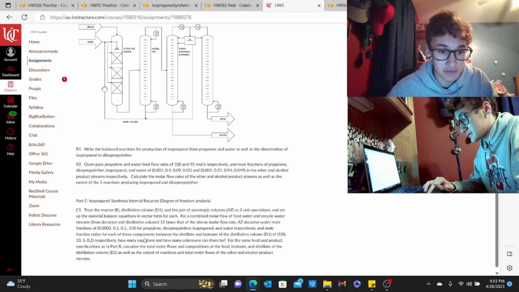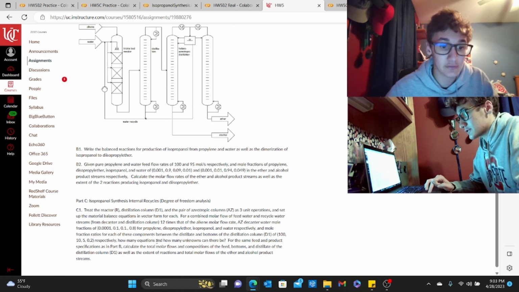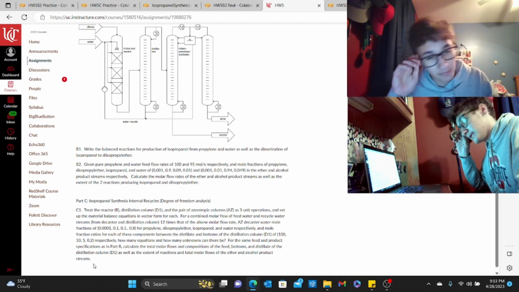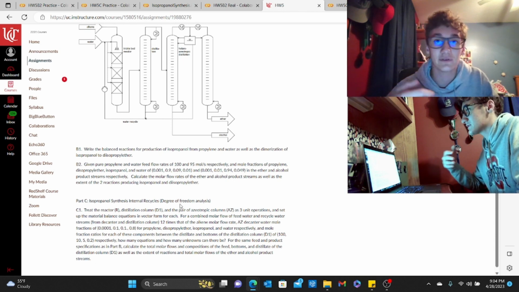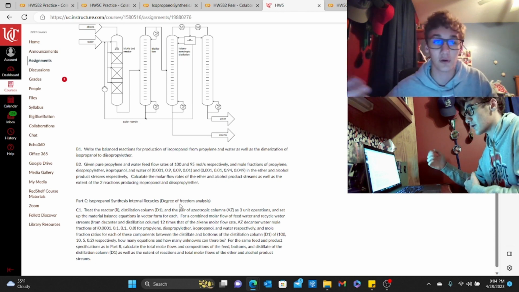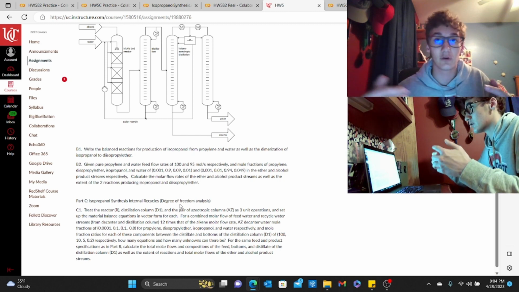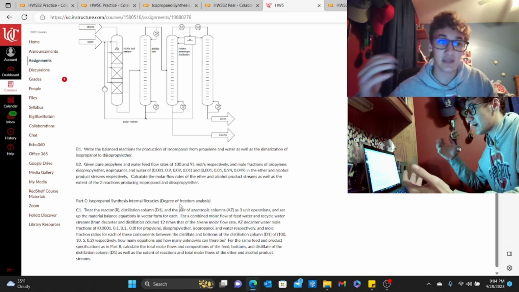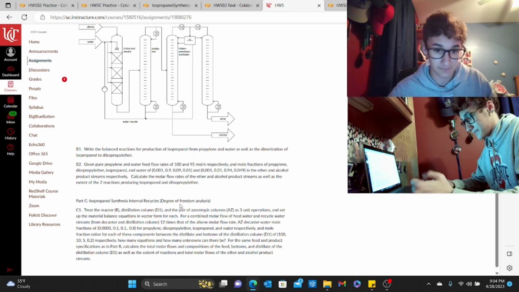And how many equations and how many unknowns can there be? So for the same feed and product specifications as in part B, which I will get to, calculate the total molar flows and the compositions of the feed, bottoms and the distillate of the distillation columns, as well as the extent of reactions and total molar flows of the ether and alcohol product streams. And so what we're going to be getting into is we're going to have a lot of unknowns, which will then give us a certain amount of equations we can solve for, and a certain amount of unknowns we can set before, as I showed in homework 5A, you can only have a certain amount of variables set and unset before an issue starts to arise.